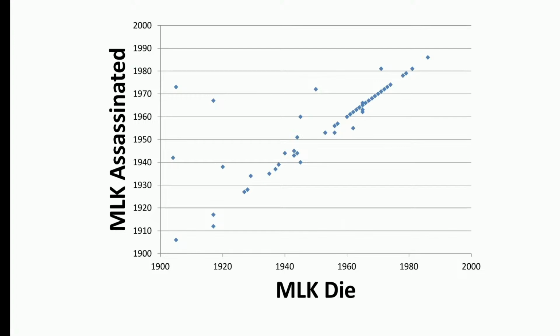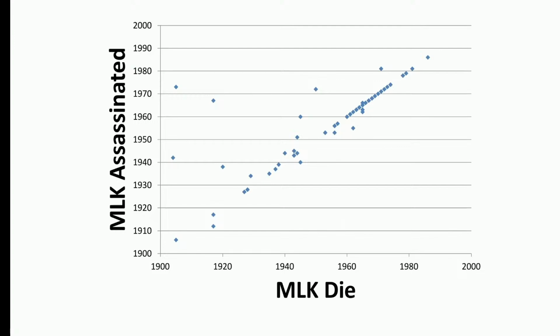So you can see that most of the students thought that Martin Luther King Jr. died in the same year that he was assassinated. So you have this nice, beautiful, straight line. So this is actually like a 0.95. It's very close to 1 because most of the dots, like some of these, represent more than one person.